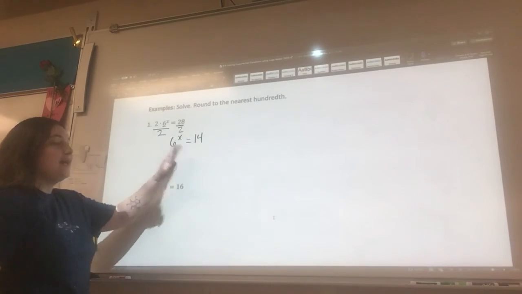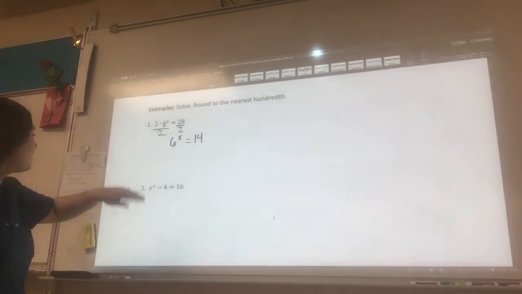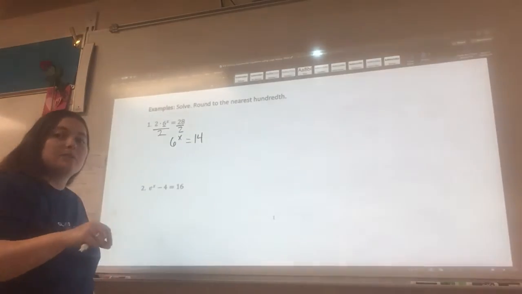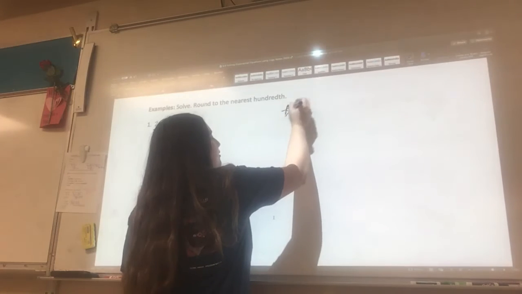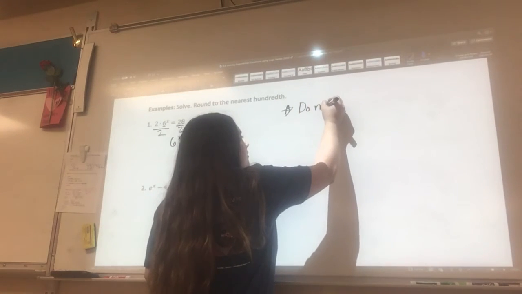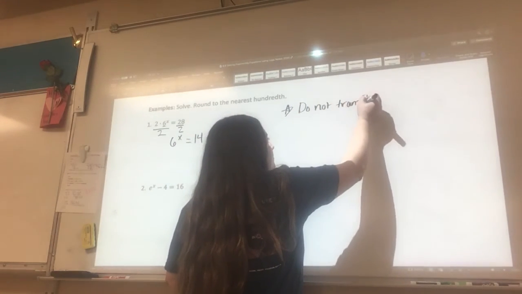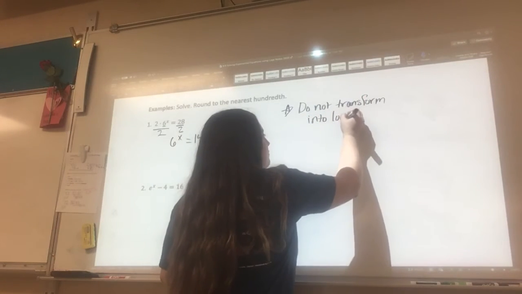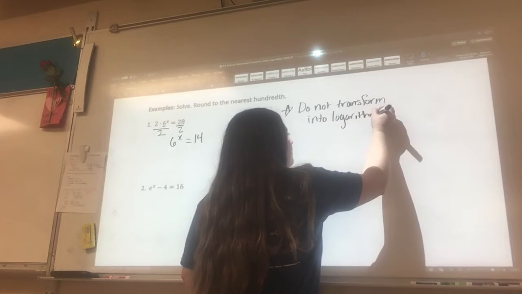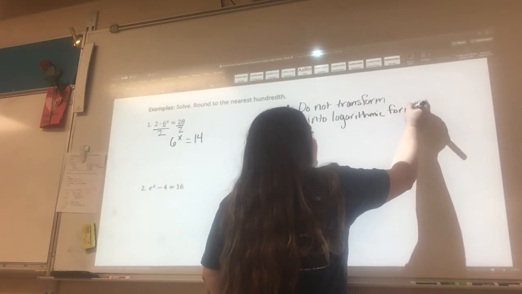As you can see, this is an exponential form. Here is the kicker. Do not transform the equation into a logarithmic form. Please do not transform into logarithmic form. There's a reason behind that.